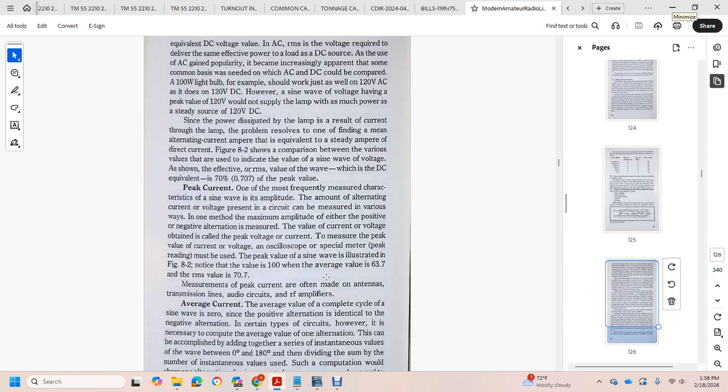Peak reading must be used for the peak value of the sine wave, as illustrated in figure 8.2, with a peak value of 100. The average value is 63.7. The root mean squared is 70.7. Measurement of the peak current is often made on antennas, transmission lines, audio circuits, and radio frequency amplifiers.